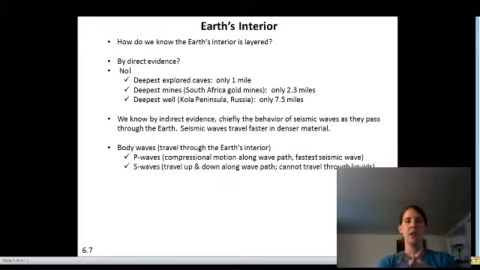So seismic waves travel faster in denser material and slower in less dense. There are two types of body waves. Body waves are what moves through the Earth. These are the P waves. These are the compressional, and they are the fastest.